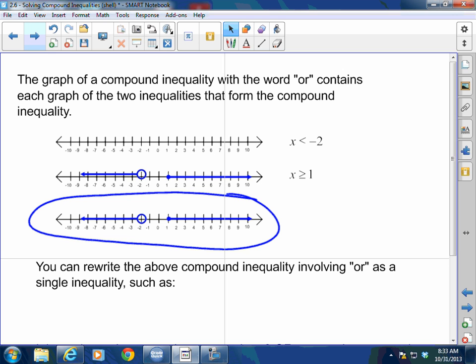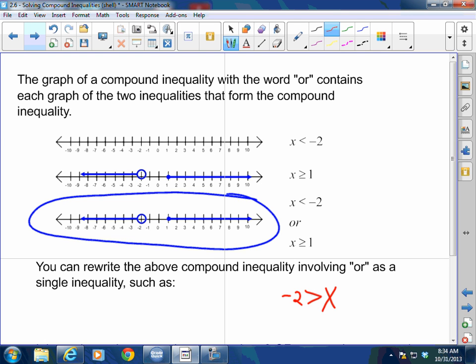This is an OR compound inequality: x is less than 2 or x is greater than or equal to 1. Now, you can rewrite the compound inequality involving OR as a single inequality as well. You put x in the middle: x is less than negative 2, but greater than or equal to 1.